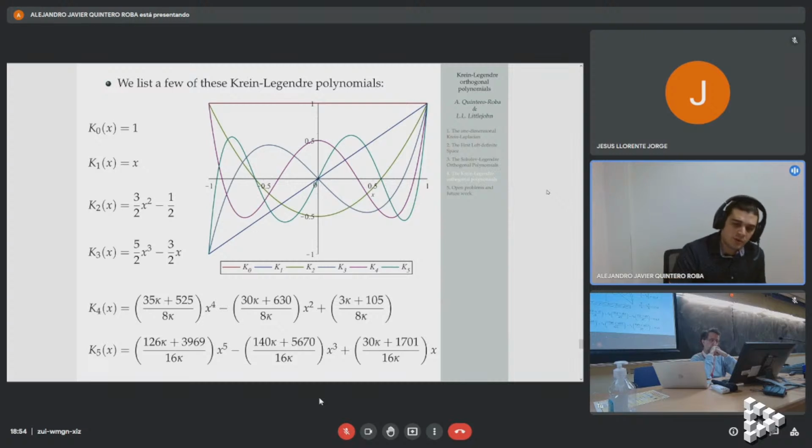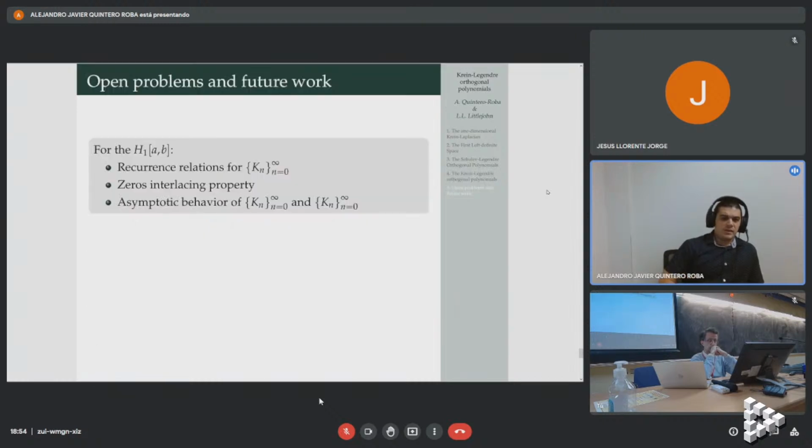Y como resultados numéricos, y que es uno de los trabajos futuros y que se ve a partir de la imagen que ven en pantalla, deberíamos tener una propiedad de entrelazamiento de los ceros. Aún estamos trabajando en esta propiedad y es precisamente uno de los trabajos futuros que tenemos, que es relaciones de recurrencia para estos polinomios. Queremos trabajar en los ceros de los polinomios y queremos trabajar además en la asintótica de estos ceros.